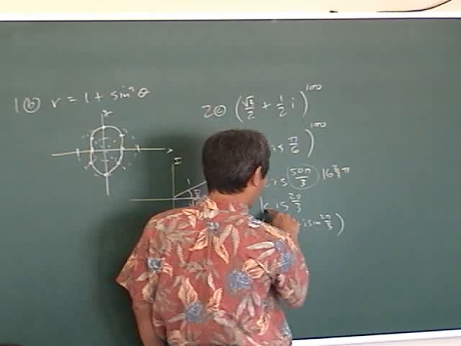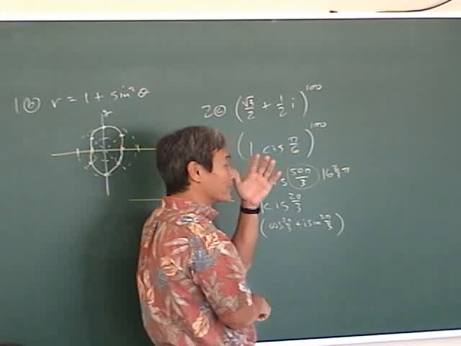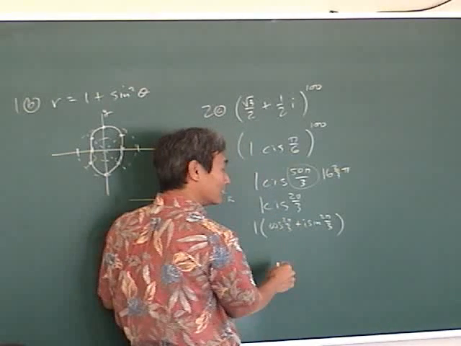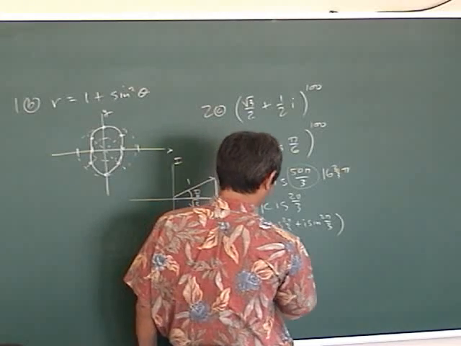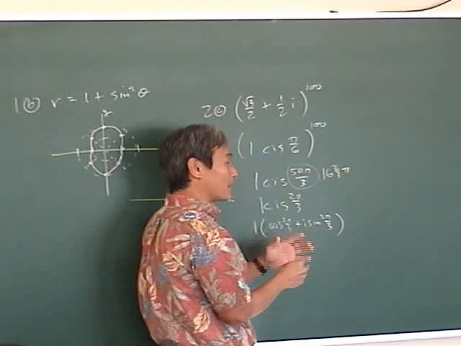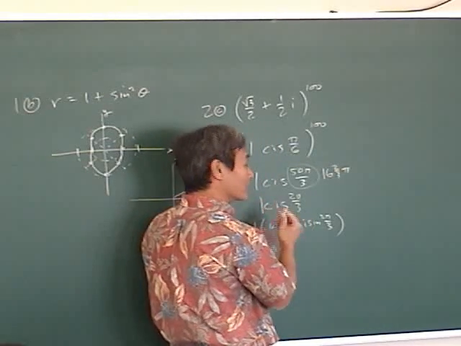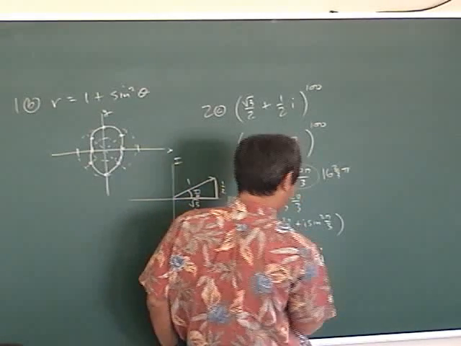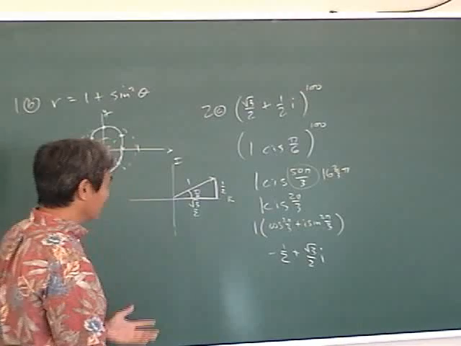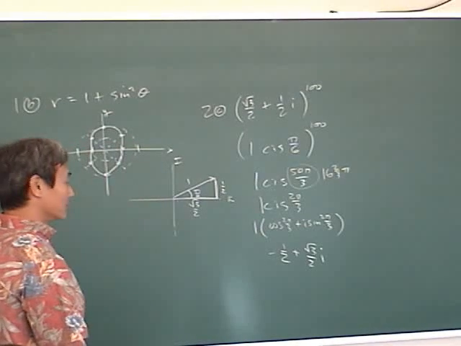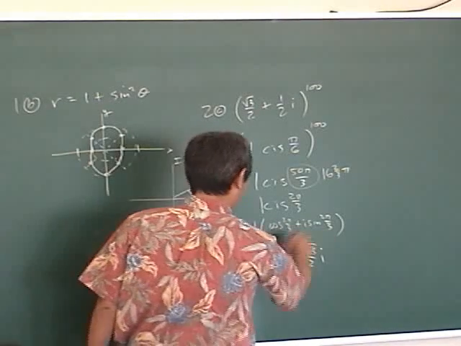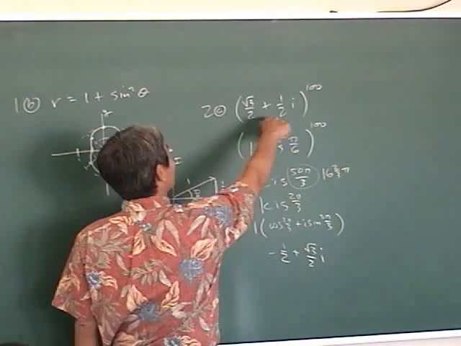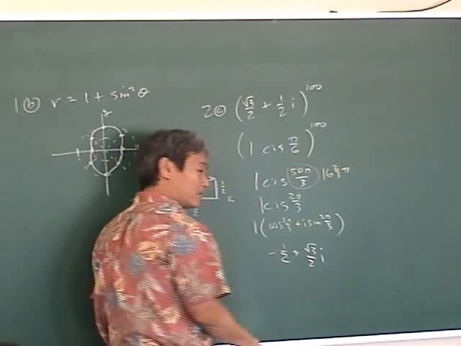So what's cosine of 2 pi over 3? Just do it in your head. Negative half, times 1. What is sine of 2 pi over 3? Radical 3 over 2, times the 1. And then you put the i on the second one, and there you go, that's your answer. Okay, never mind you guys, just write it out like this. If I were to raise this to the 100th power, that's what you would get.